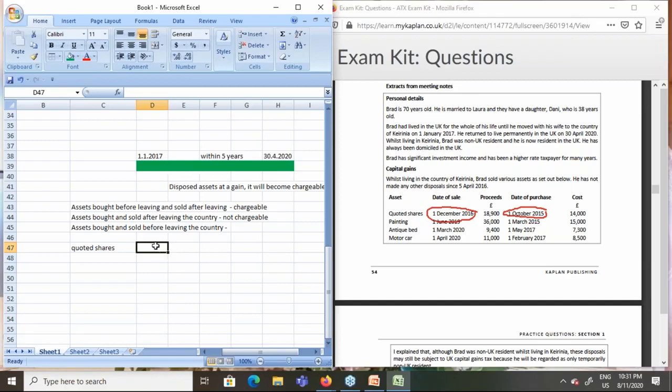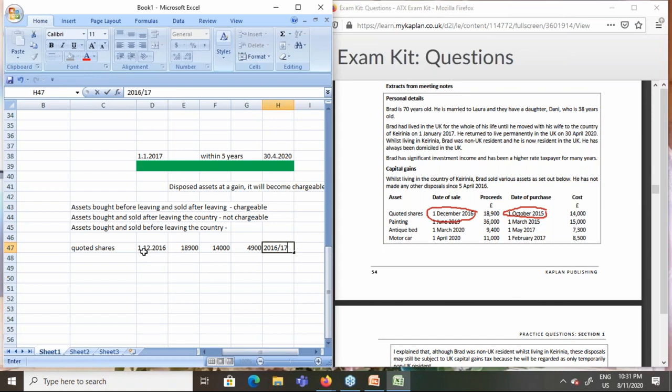So 1st December 2016. There you get a sales proceeds of 18,900 and a cost of 14,000 pounds. So there is a chargeable gain of 18,900 minus 14,000, 4,900, and this will be taxed in the year of disposal, that is 2016-17.